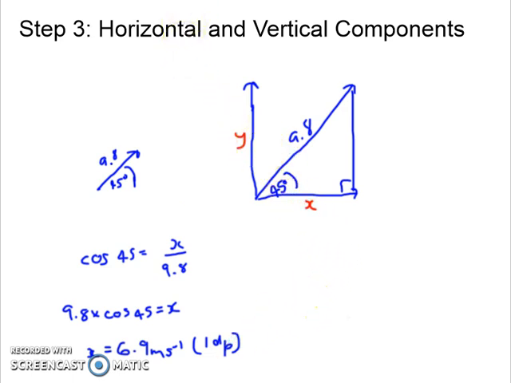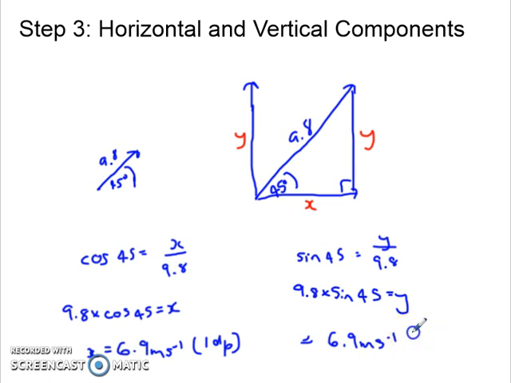Alright. Now we've got to find y, and the good thing about y is that it's the same as this line here. They're the same length. And for y you're using sine, so sine 45 equals opposite over hypotenuse, which is y over 9.8, which means that 9.8 times sine 45 equals y. And I'm pretty sure you just get the same answer. 9.8 times sine 45 equals 6.9 meters per second to 1 decimal place.